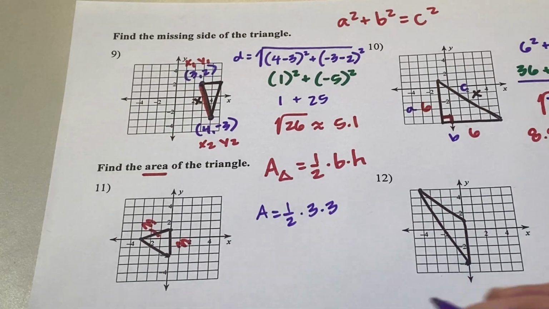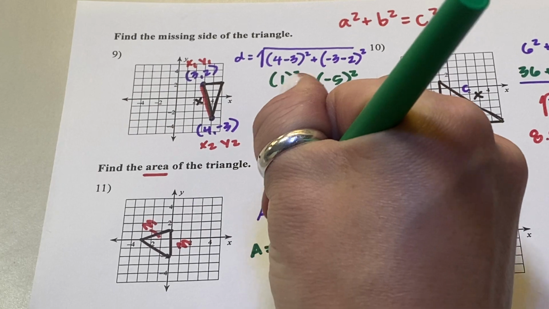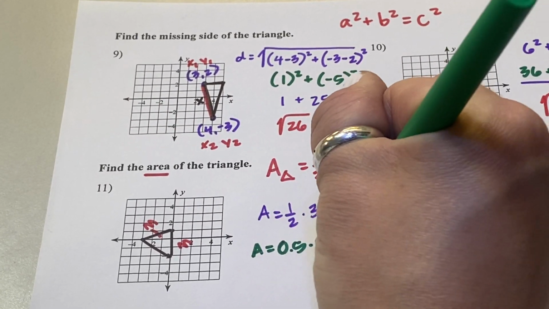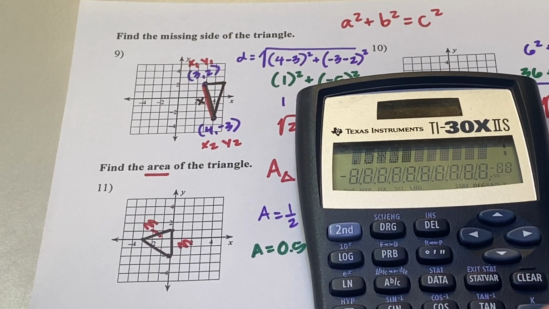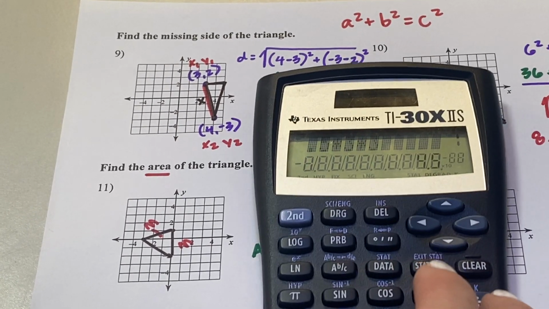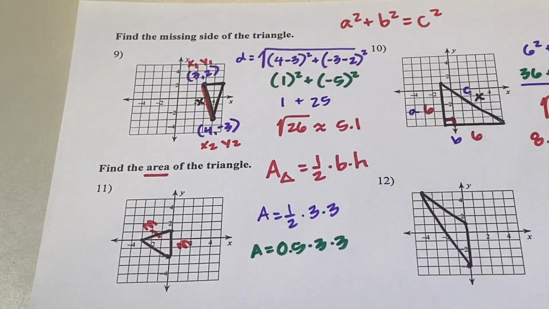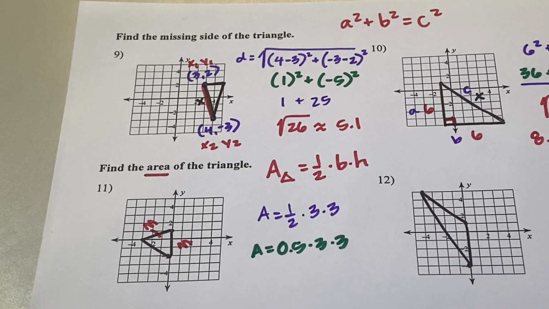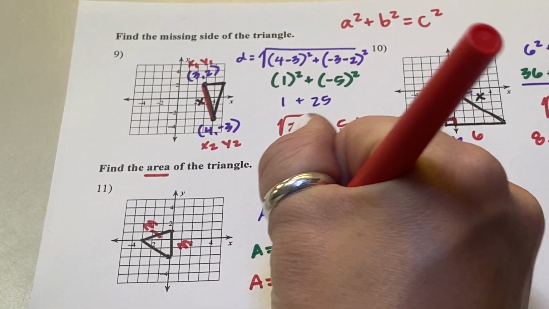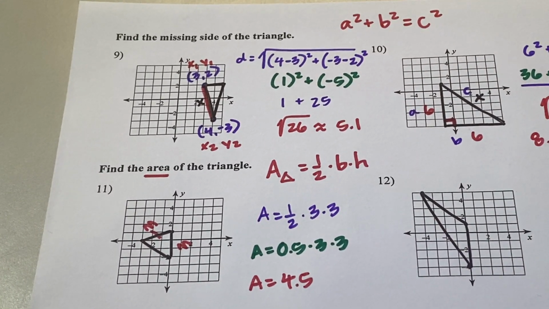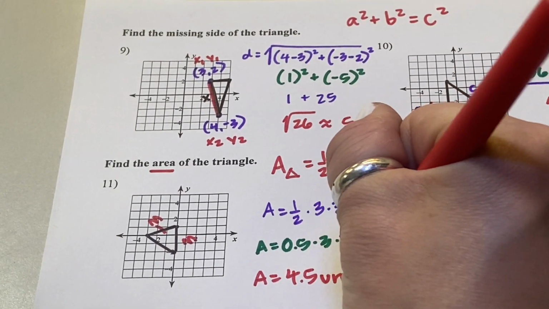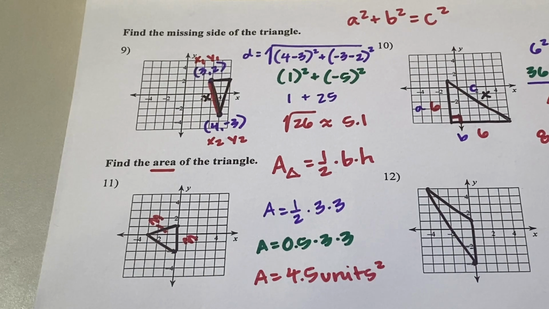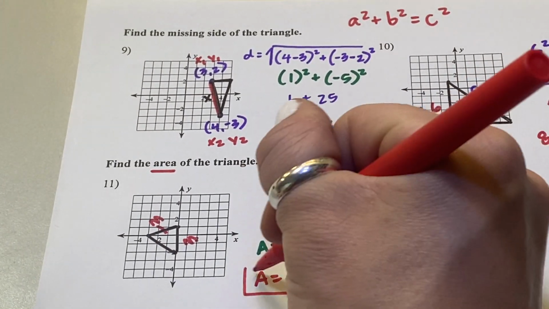Okay, and you can just punch this right into your calculator. Remember that 1/2 is also 0.5. So 0.5 times 3 times 3. Or think, what is half of 9? It is 4.5. Whenever we are talking about area, it's units what? Squared, always. Even though it doesn't tell us what the units are, we must identify that it is units squared.